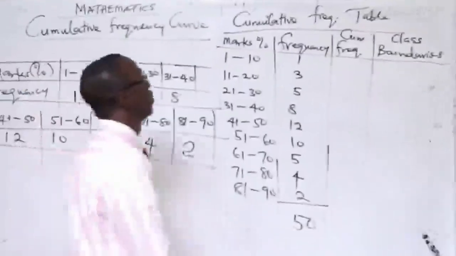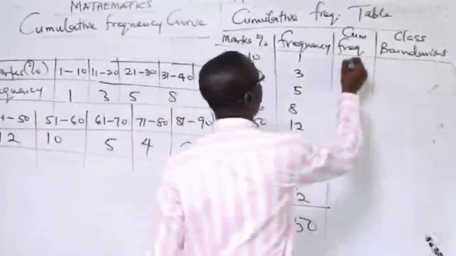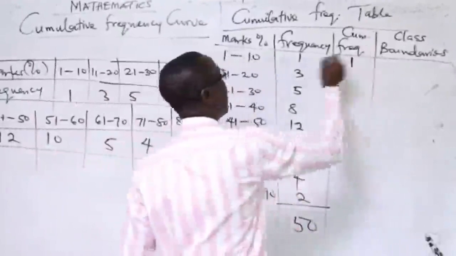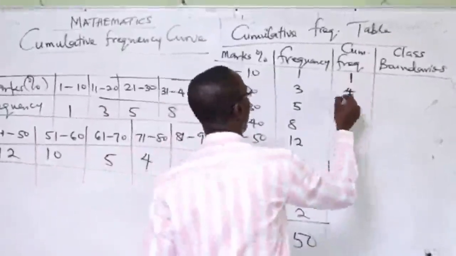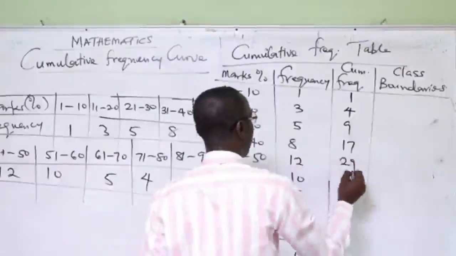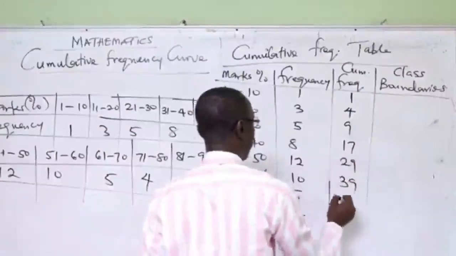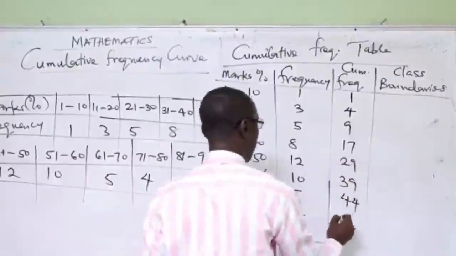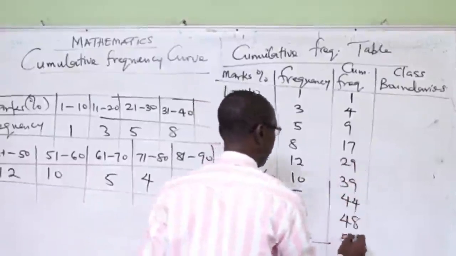Cumulative frequency. How do we get cumulative frequency? You repeat the first one, and you add it diagonally: 4, 9, 17, 29, 39, 44, 48, 50.